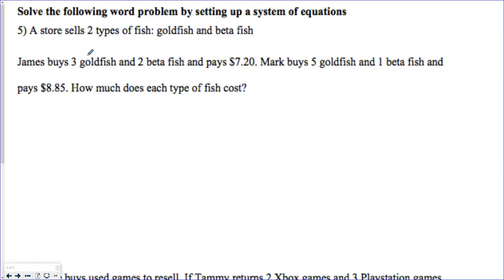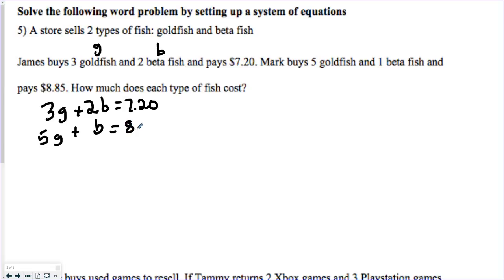So it says here, James buys 3 goldfish we'll call G, and 2 betta fish we'll call B, and pays $7.20. So let's write that as an equation. 3 goldfish plus 2 betta fish equal $7.20. And then Mark here buys 5 goldfish and 1 betta fish, so just B, and pays $8.85. So now I have my 2 equations set up. I want to figure out how much each type costs. I want to figure out what is B and what is G.